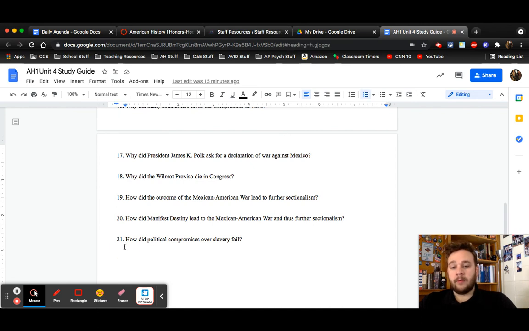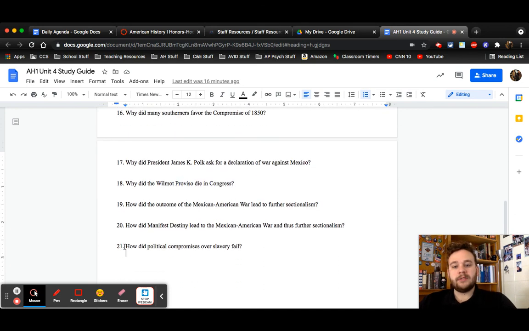21, there's a number of compromises that you can look to here. So how did political compromises over slavery fail? Good gracious. You could go all the way back to the Great Compromise at the Constitutional Convention for this. You could go to the 3/5 Compromise, also at the Constitutional Convention. You can look at the Missouri Compromise in 1820, Compromise of 1850, Kansas-Nebraska Act, right? They all failed because ultimately you can't just keep kicking the can down the road when it comes to slavery. And ultimately, we're going to realize that, and that's why we fight the Civil War. All right. So as long as you say something similar to that for your answer, that's good enough for me.